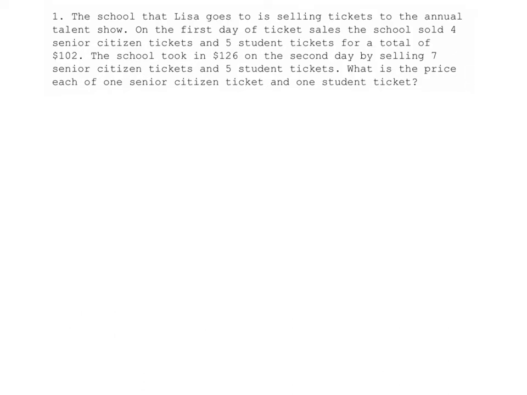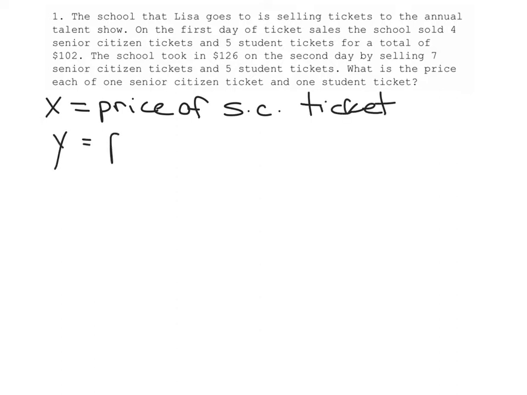So again, I would pause this and read it before I start, but first step is to label our unknowns. So we want to know what is the price of each type of ticket. So I'm going to let X equal the price of, let's go senior citizen ticket. I just wrote SC. And then let's let Y equal the price of 1 student ticket. So step 1 is label our unknowns.